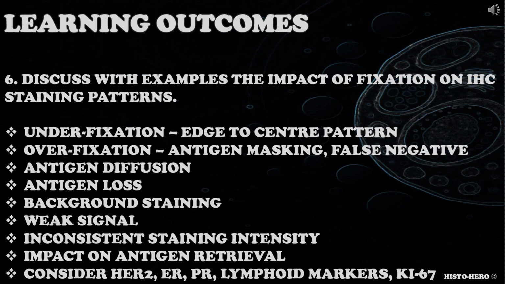The sixth learning outcome is for the candidate to discuss with examples the impact of fixation on IHC staining patterns. What impact does fixation have on IHC staining? Consider antigen diffusion, antigen masking, morphological damage, delayed fixation and antigen loss, overfixation and false negative staining, weak or lost signal due to underfixation, background staining or inconsistent staining intensity, impact on antigen retrieval and so on.